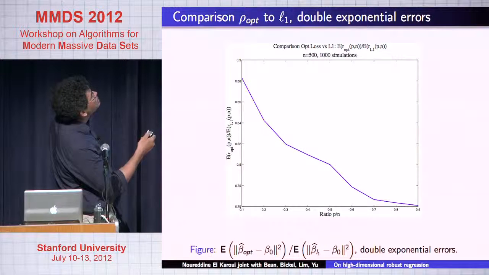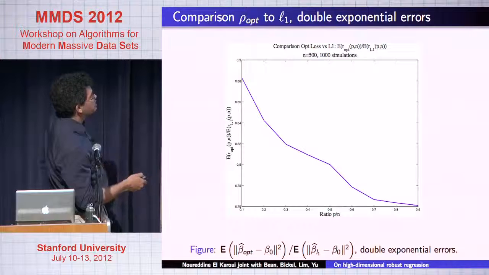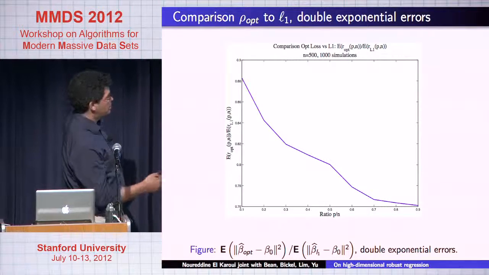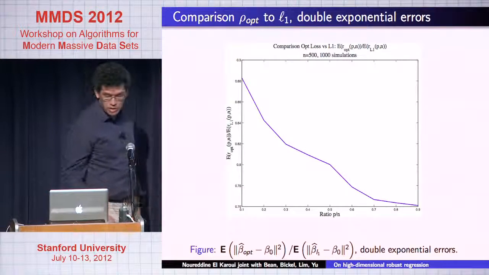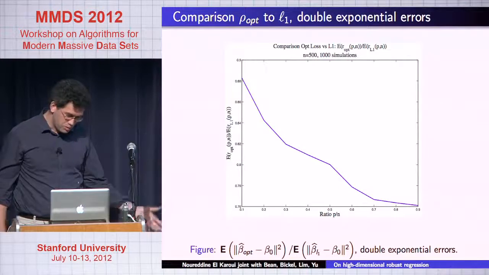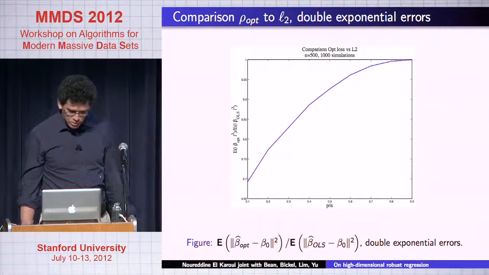So here, it's 0.09, and what you see is that my, quote-unquote, optimal estimator beats the L1 estimator uniformly when P over N is less than 1 in my numerical experiment. Okay, so that's what I expected from the theory, but this is also verified in the simulations.